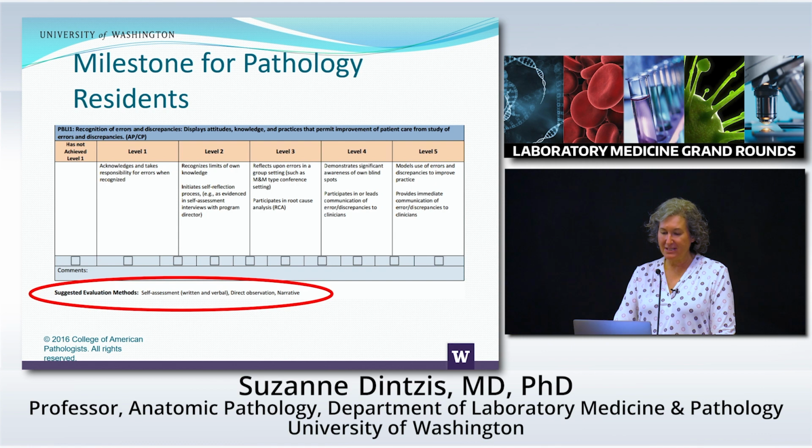So this is the milestones for pathology residents, and you can see level 4, participation or leads communication of error discrepancies to clinicians. And how do we judge that? Suggested self-assessment. Well, we already know we think we do a pretty good job, right? Written or direct observation. How many errors have you guys been able to be a part of disclosure, right? It's a very rare event. Narrative.